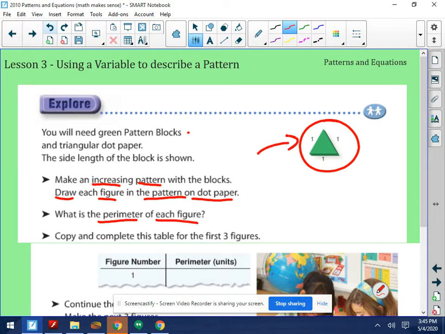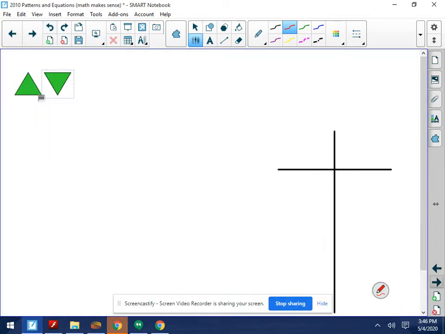Well, the perimeter over here is 1 plus 1 plus 1. So the perimeter is 3. The distance around it is 3. So if we look at this t-table down here, figure number 1, the perimeter would be 3 units. So let's go ahead and have me build that pattern now. This is figure number 1. On my t-table I'll write down figure number and perimeter. So figure number 1, the perimeter is 1, 2, 3.